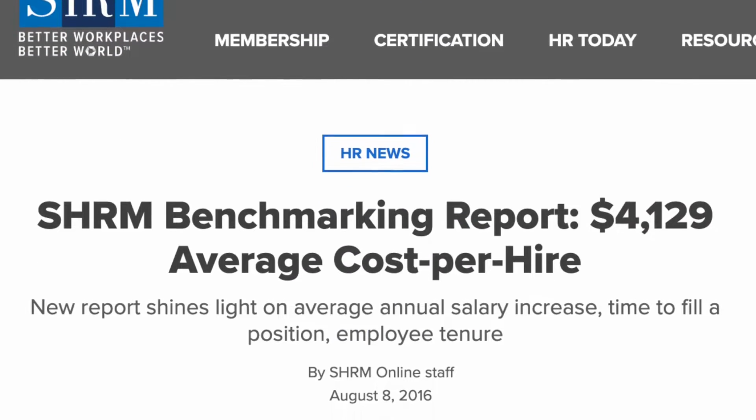Or maybe new employees are leaving within the first few months of their employment. This can be incredibly harmful as SHRM estimates an average cost per hire of about $4,129. Not only is it costly, but it could also be related to things like weak onboarding processes, poor candidate sourcing, or misleading job descriptions.